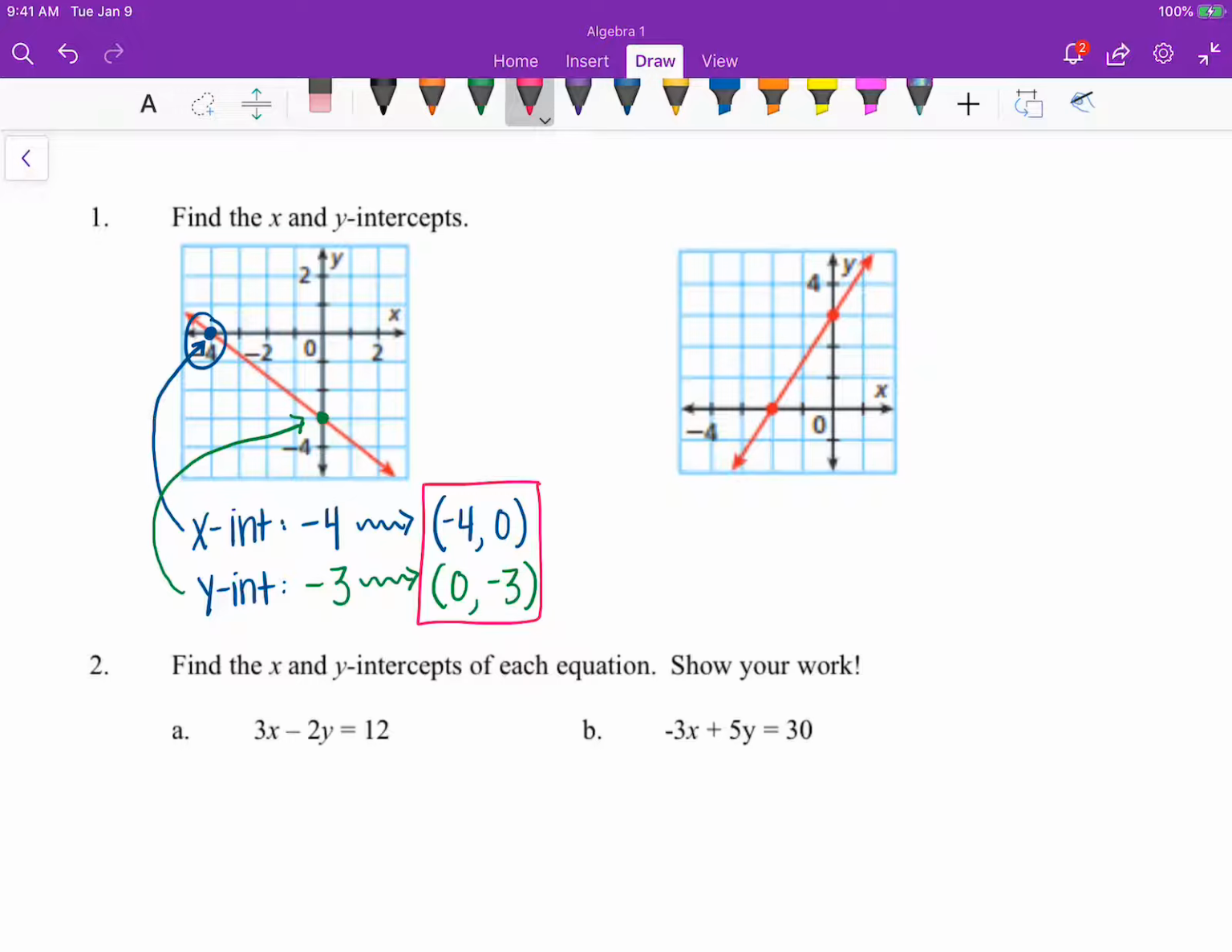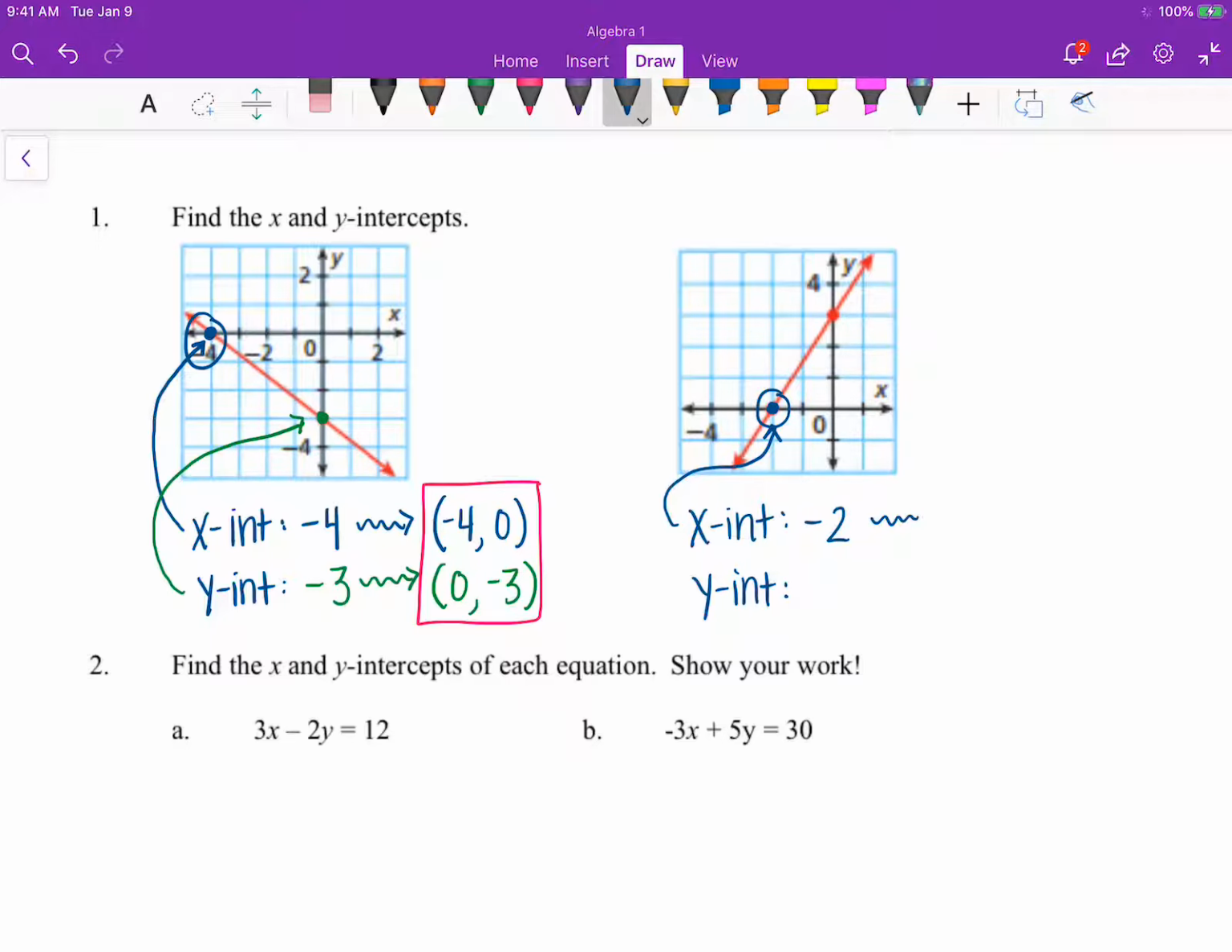Same thing for the next one. If you take a look, you're asked to identify both of them. So you want to do the x-intercept and you want to be able to do the y-intercept. The x-intercept is where it's hitting the x-axis, and for us it's hitting the x-axis right here at this dot, which is -2.